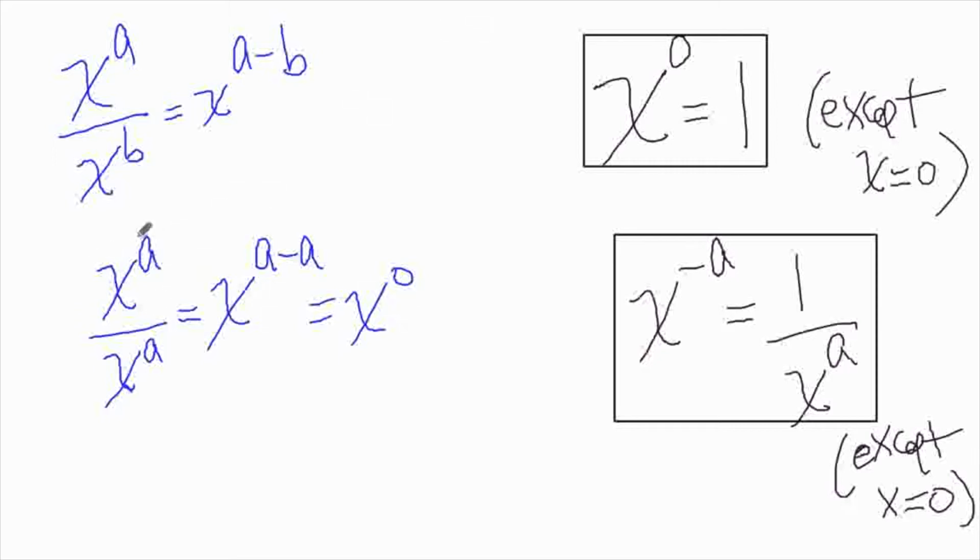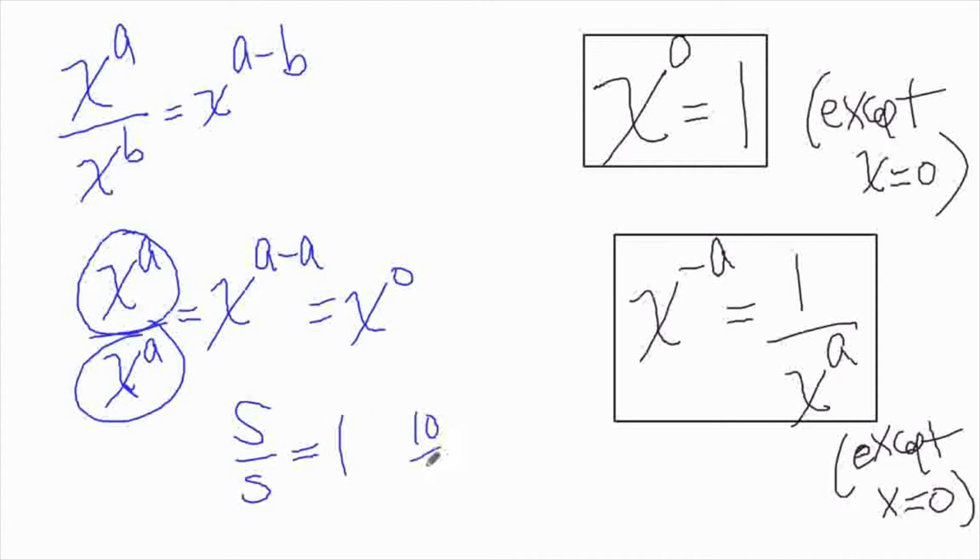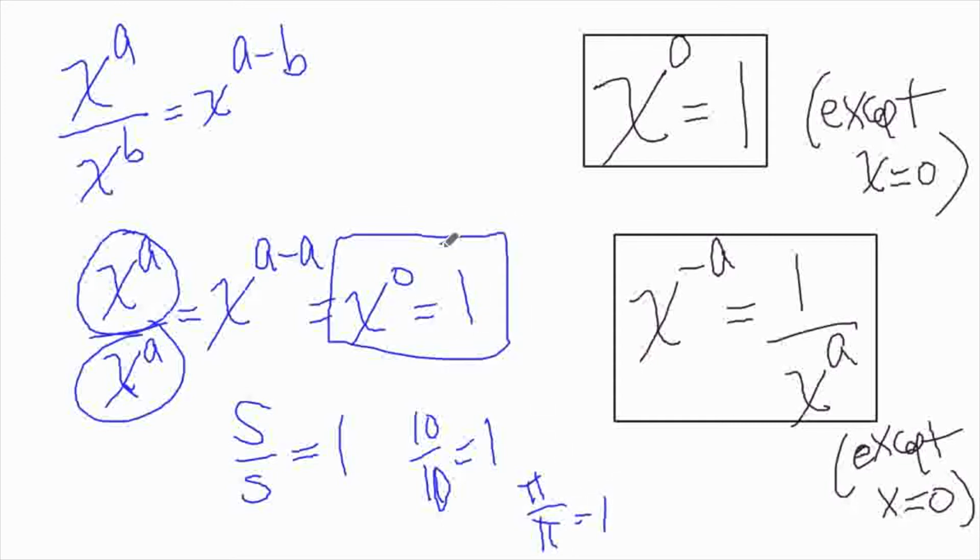On the left we have something divided by the same thing. Remember in grade school when we learned that anything divided by itself is 1? Like 5 over 5 is 1, 10 over 10 is 1, pi over pi is 1. You get the point. So that's a good argument for why we should all agree that anything to the 0 power is 1. That's how that works. Now, a similar line of thought is going to explain the second one also.